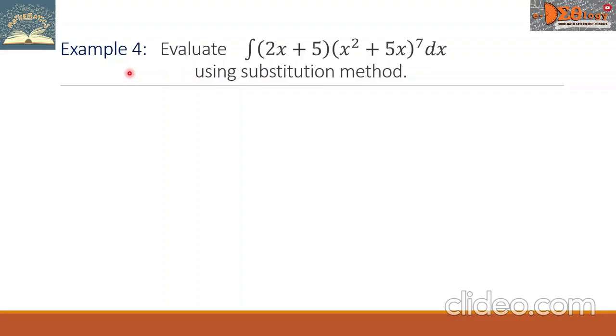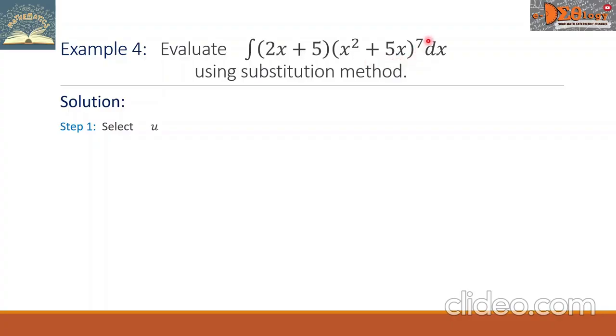In the succeeding examples, let us see a slightly different method. So this is example 4. Evaluate the integral of 2x plus 5 times x squared plus 5x that is raised to 7 dx using substitution method. Step 1 is to select u. We have here two functions. The bigger function, or that function with a higher degree, gives us a clue that it must be the u. So x squared plus 5x is our u.